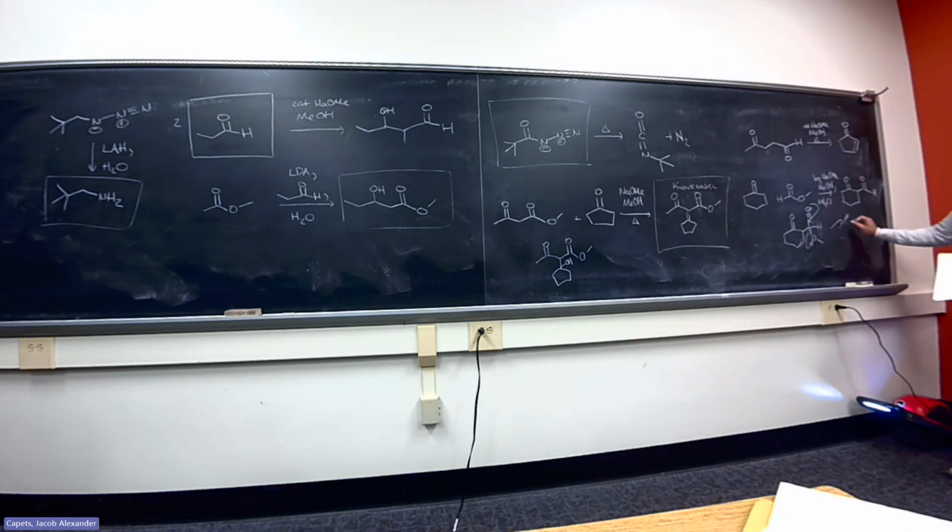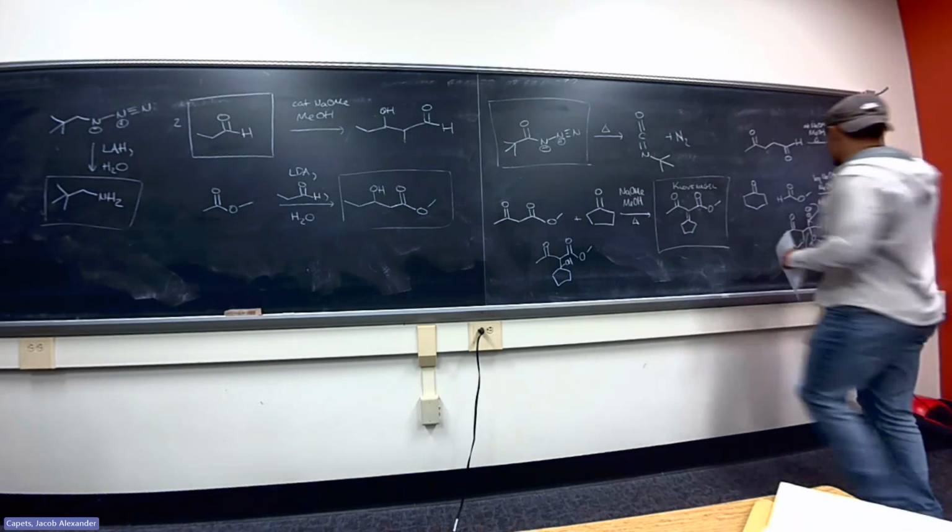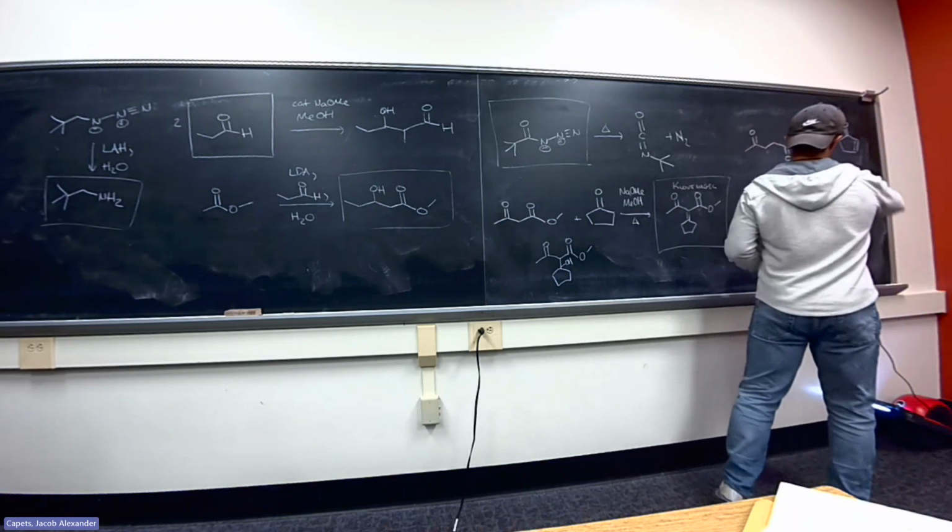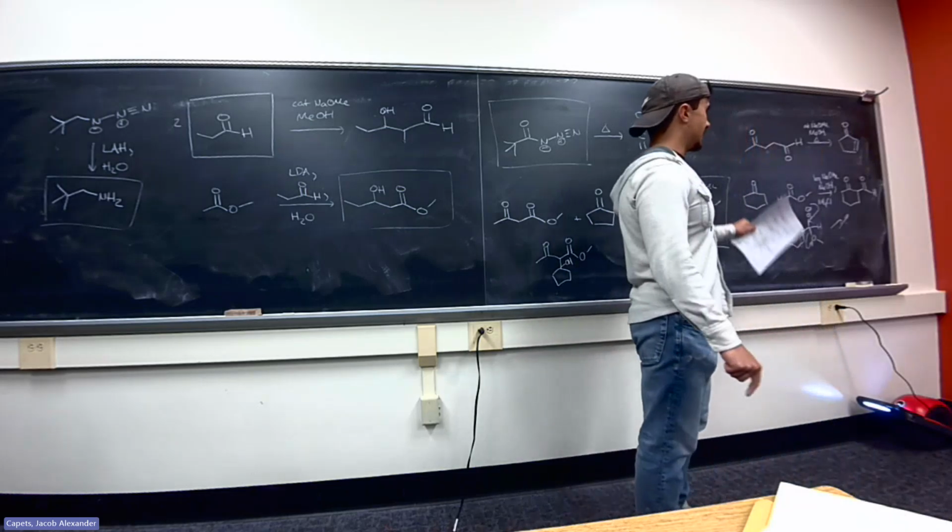I'm gonna put 2 arrows because this will again have this step where you deprotonate the product and then protonate it with the acid. But this is the important step of making the aldehyde, because you kick out the methoxide.